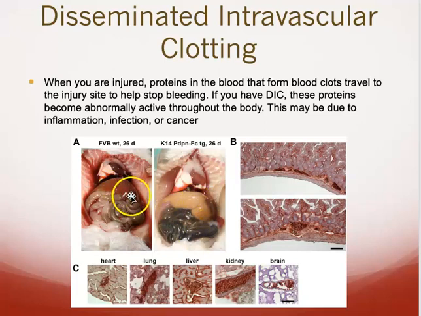You can see how pale the mouse's liver is, and you can see like these are the intestines. This is where the clotting has occurred, in this area. Similarly, you can see the clots forming in the intestines, heart, lung, liver, kidneys, and even in the brain. So very bad. Okay, that's it for platelets and blood.